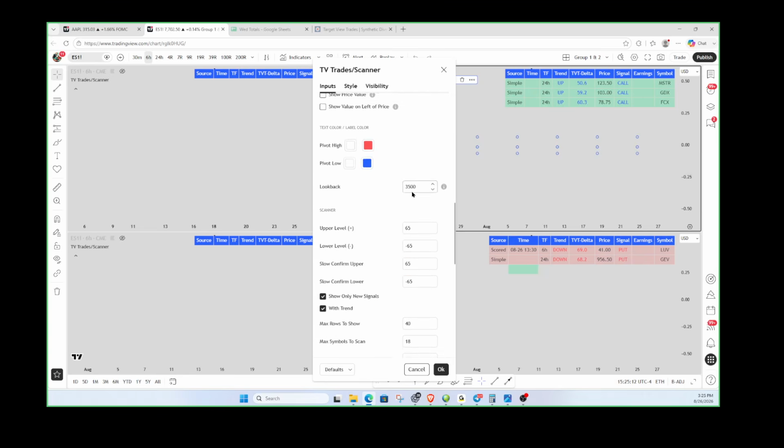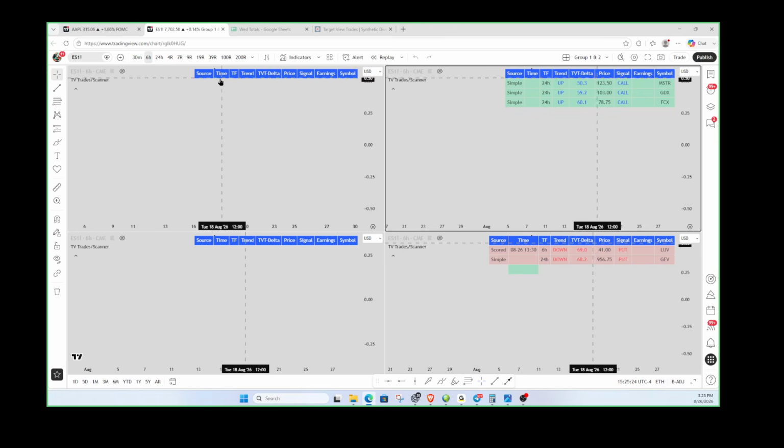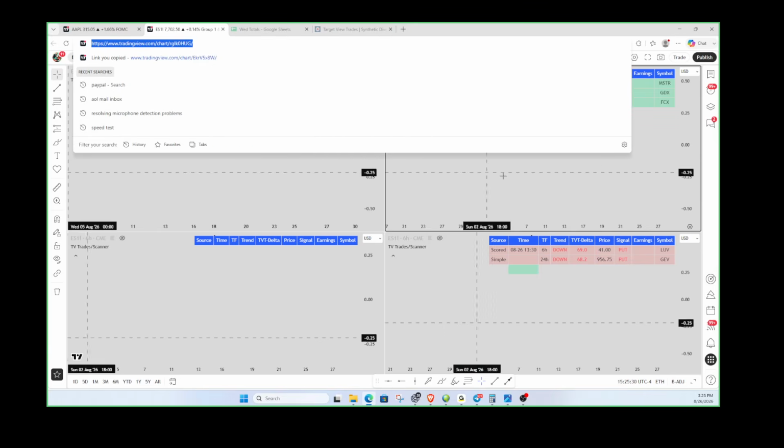But in here, it looks at either one of those calculations that I showed you. Dan, I think that was the question that you had asked. It's either one of the calculations that I showed you. Yeah, I'm going to share the whole thing with you. The scanner is inside the TV Trades tool. But I'm going to give you this too. All right, this is groups 1 and 2.